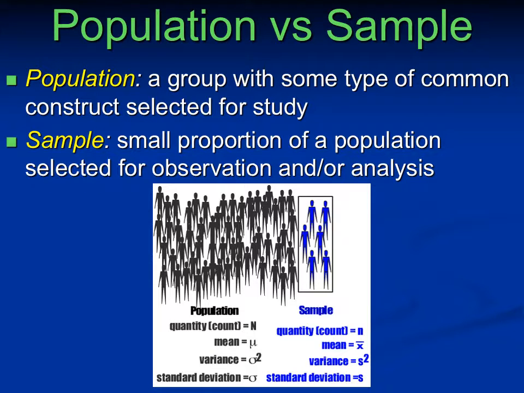So the definitions of population and sample, very obvious. A population is just a group with some kind of common construct that you have selected to try to study. And a sample, of course, is just a small proportion of that population that you're choosing to observe or analyze. You'll see on this slide the letters and Greek symbols sometimes used to represent some of the statistical values that we're going to be learning about. So we have mu on here, the Greek symbol for population mean. That's down here.